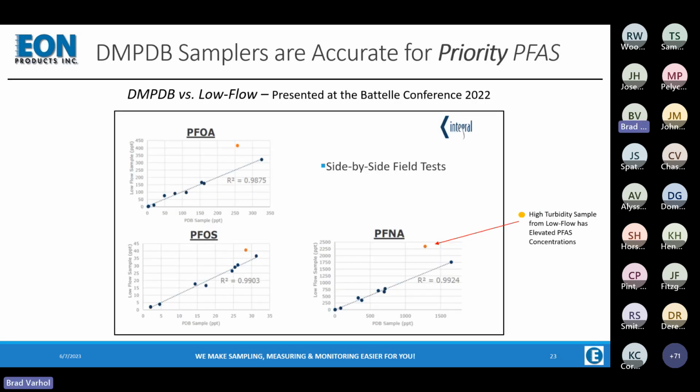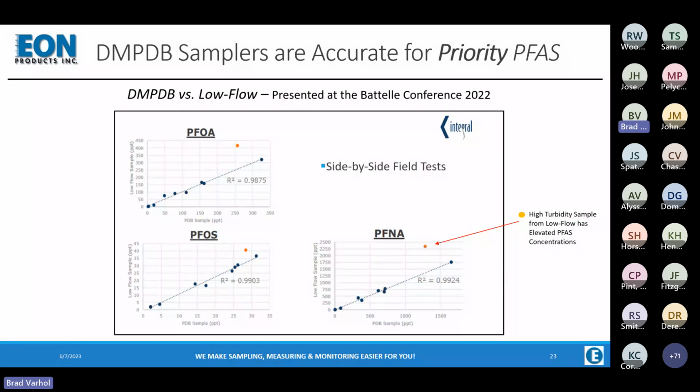The state of New Jersey has highlighted several PFAS, PFOA, PFOS, and PFNA, and they've called them priority PFAS. Integral Consultants did some side-by-side field tests for these priority PFAS, and you can see the plots are essentially what we've seen in the last two slides. We have greater than 0.98 or 0.99 correlation.